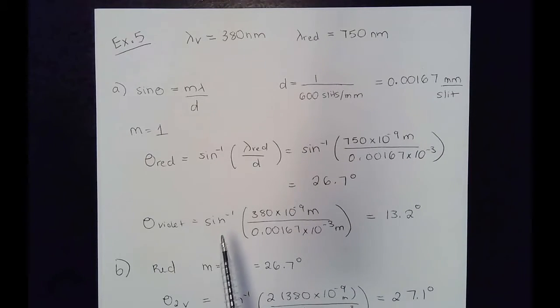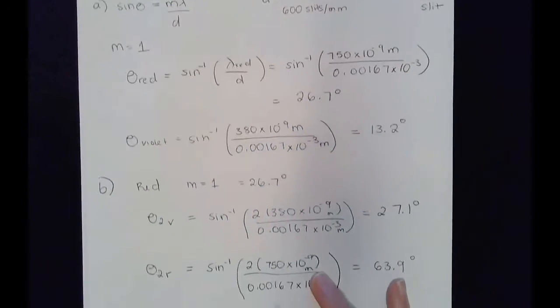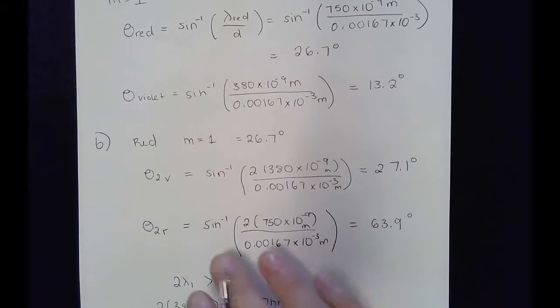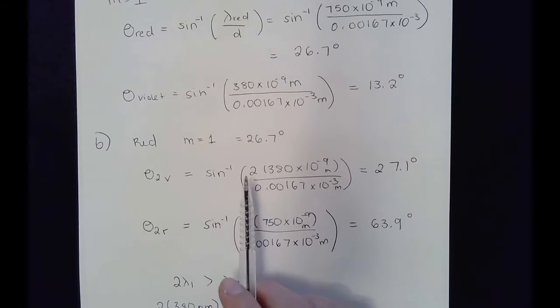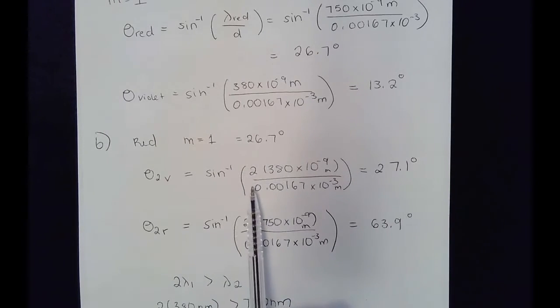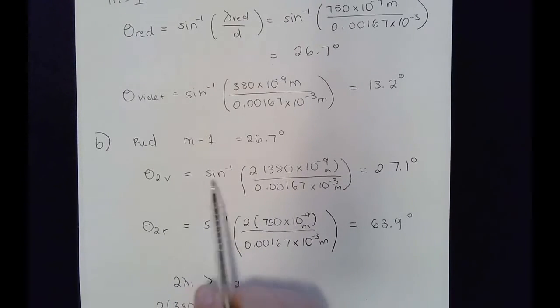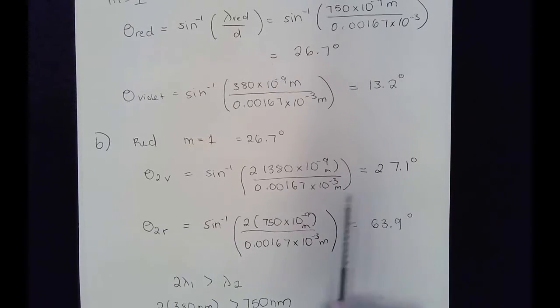Then we have theta violet, which is sine inverse 380 nanometers over 0.00167 millimeters, and it's 13.2 degrees for violet. Okay, so part B asks if the first and the second order spectra with these two wavelengths will overlap. So I basically just repeated this calculation for the second order. So now plugging in m equals 2, for 380 nanometers, which is violet, we get 27.1 degrees. And then for red, we have 63.9 degrees.